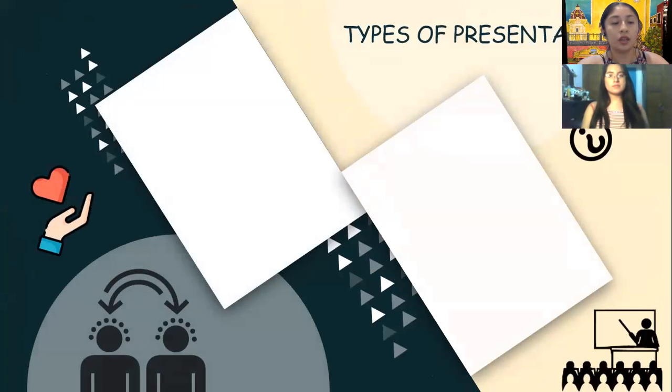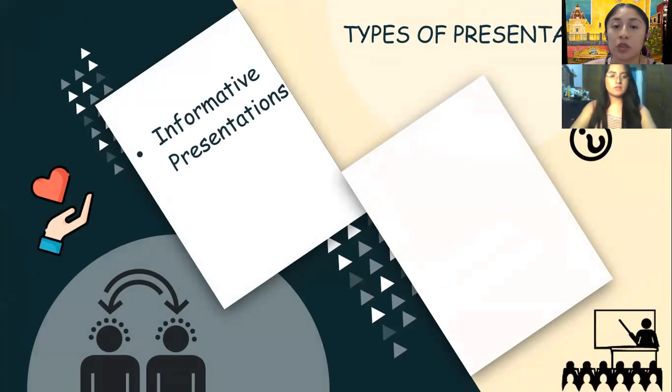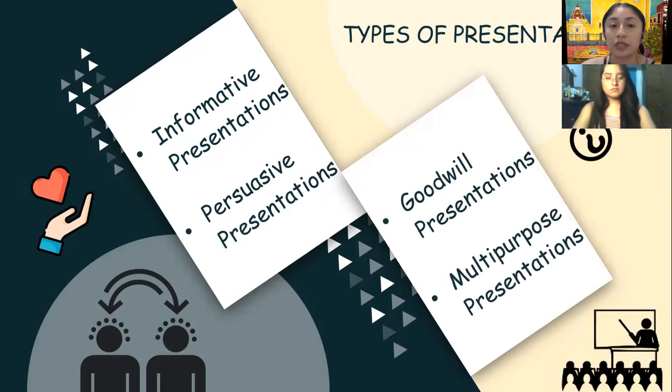Now, the types of presentations. Having already known the entire process of planning a presentation, it is also very important to know what type of presentation will be the most appropriate to use according to the objective that we set for our audience. There are 8 different types of presentations. Here are the first 4 listed.